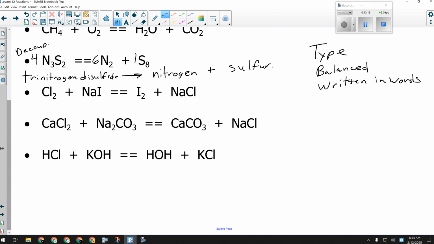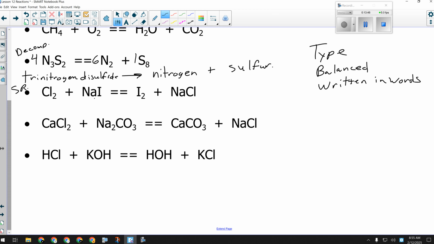Okay, how many people are done the second one? Let's have a look at the second one and then I'll give you a little bit more time. What kind of reaction are we looking at there in the second one? It's a single replacement, yeah. We've got an element reacting with an ionic compound, and that's going to produce a different element and a different ionic compound. So yes, definitely a single replacement reaction.